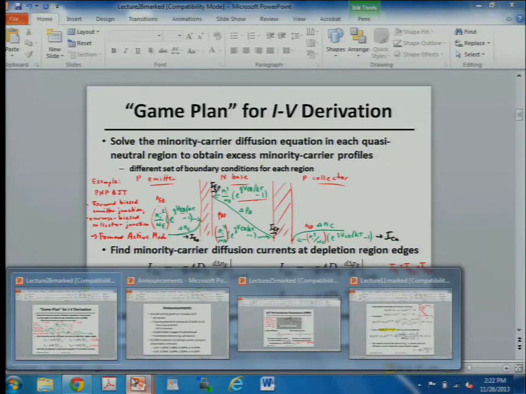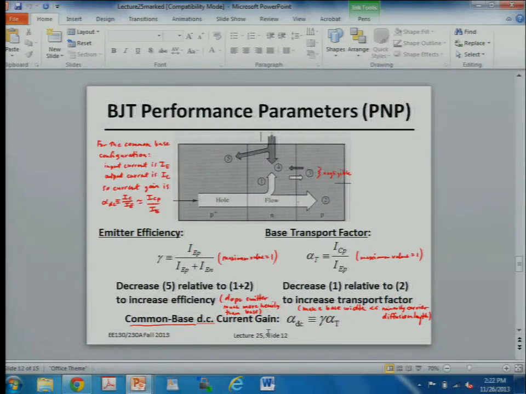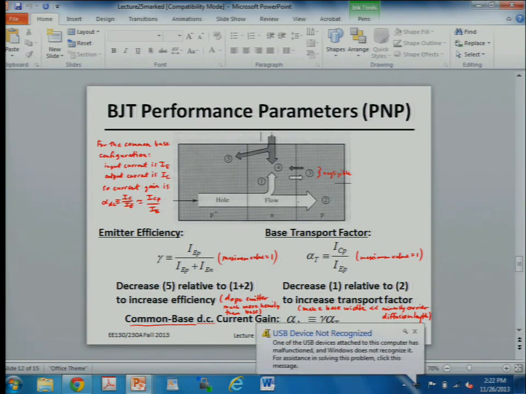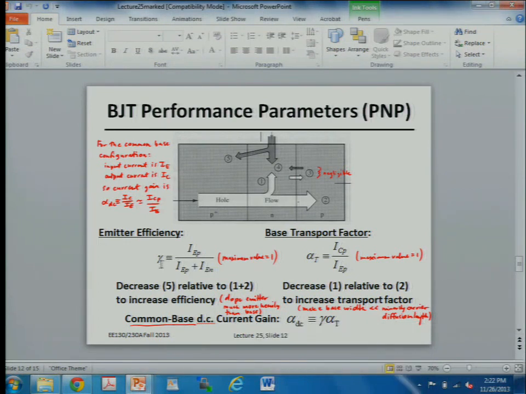The reason for doing that is because last time we talked about emitter efficiency and the base transport factor. The product of those two factors determines the common base DC current gain, and that also determines the common emitter current gain, right? So let's review. The emitter efficiency is IEP over all of IE. What fraction of the current flowing across the emitter junction is due to carriers going into the base? That's the emitter efficiency, IEP over the total IE.